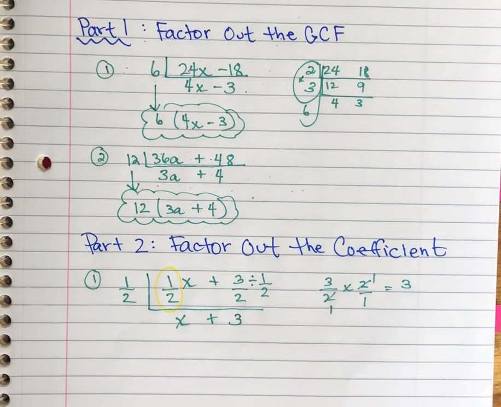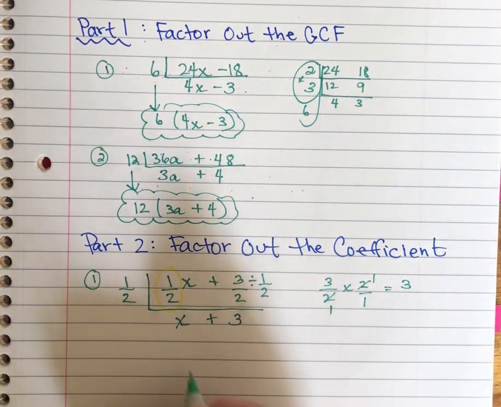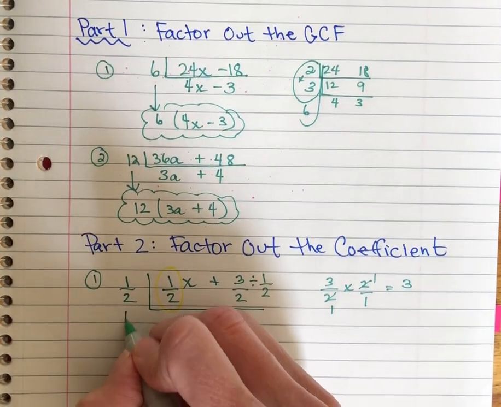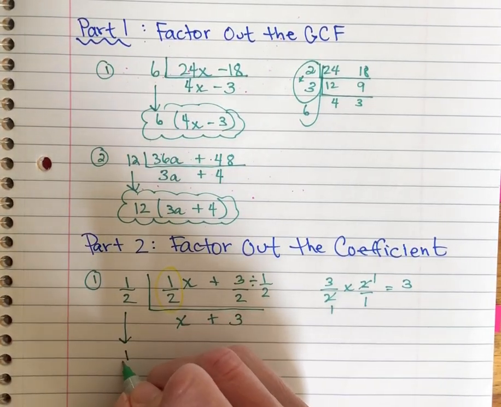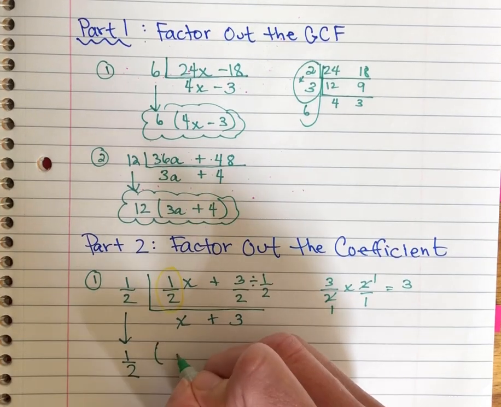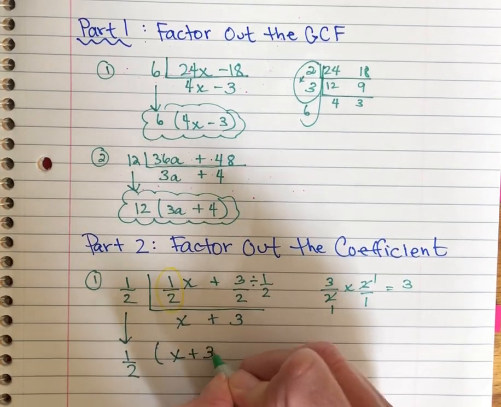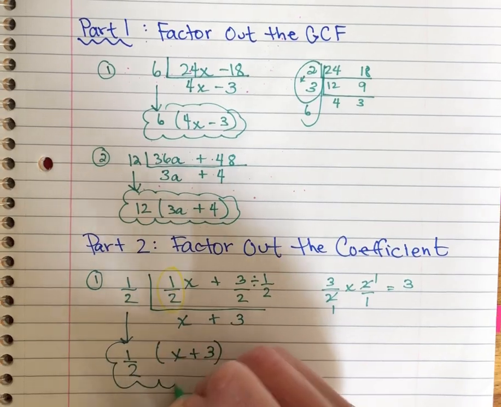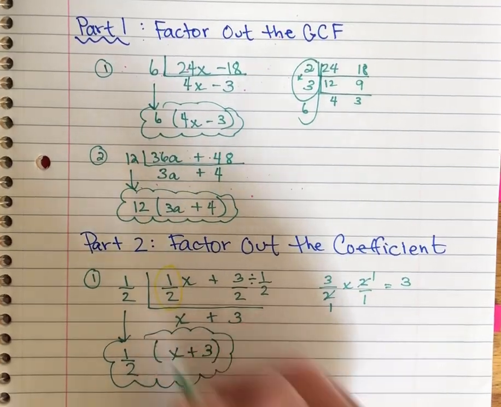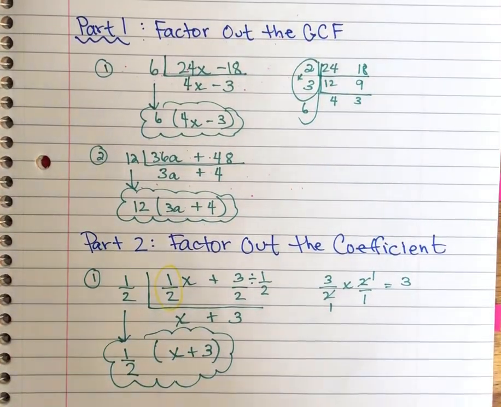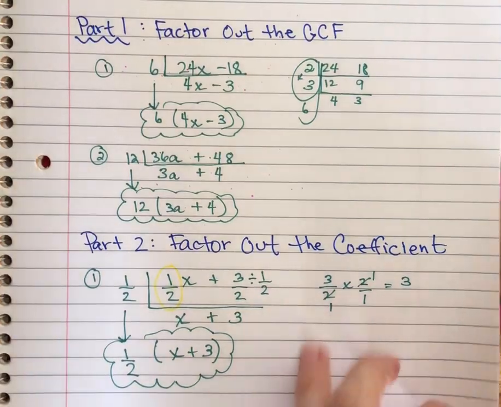Again, we have to write it as a product of its factors. So we'll drop down the 1/2. That's one factor. And drop down the x plus 3. There's our second factor. So this is what your answer should look like. Let's try just a couple more to make sure that we've got it, because some of them will involve negatives.